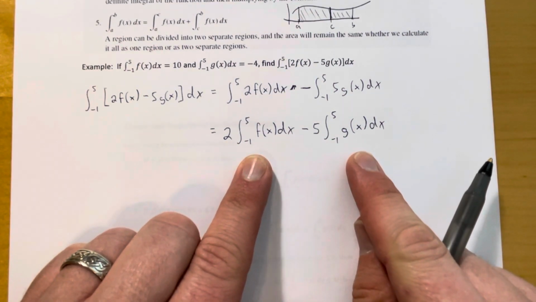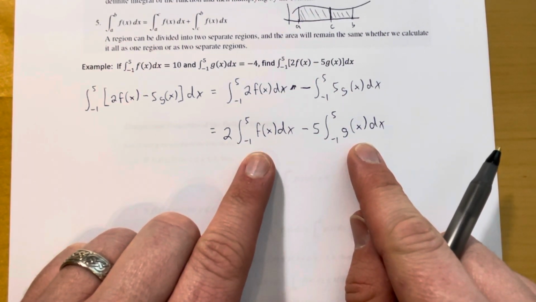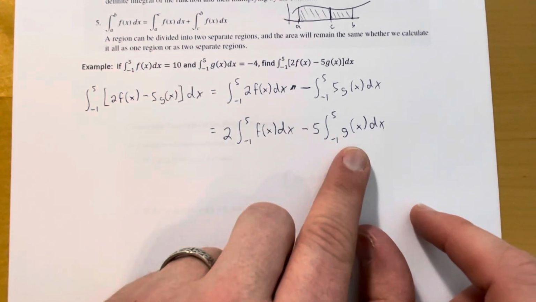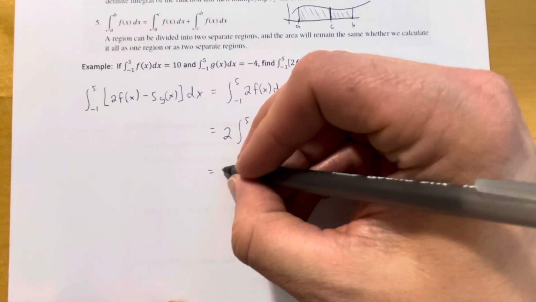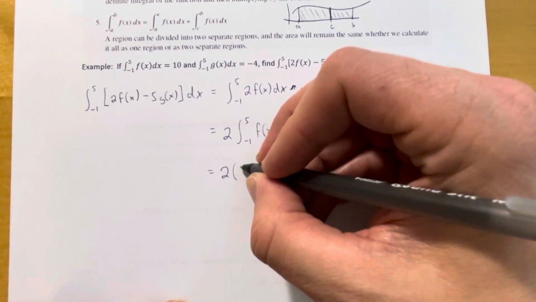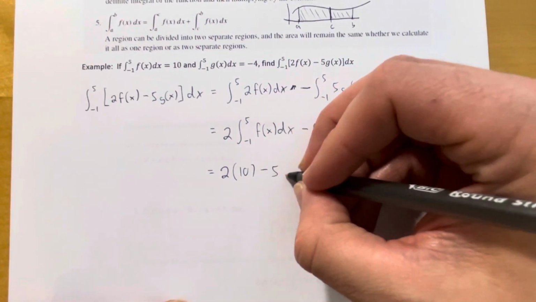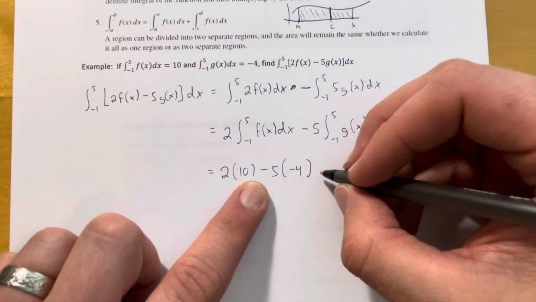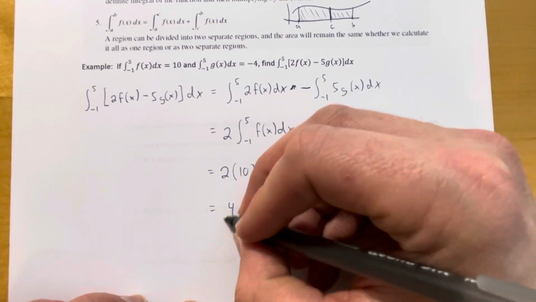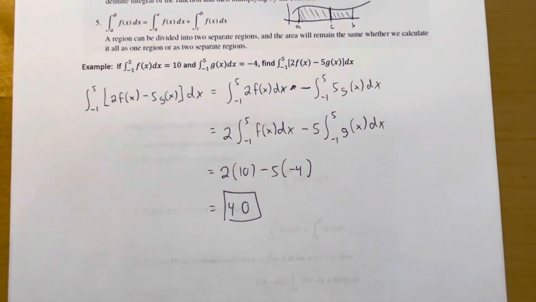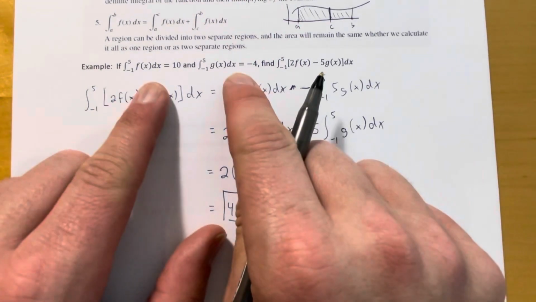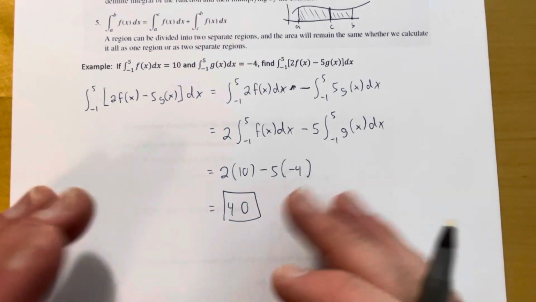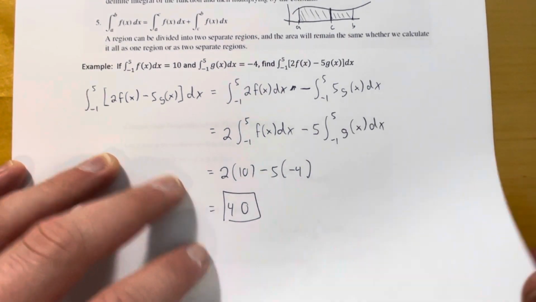Now, these integrals, I already know what each one of these integrals are equal to because that was given to me in the problem. This integral is equal to 10, and this one is equal to -4. So we put those values in. This becomes 2 times 10 minus 5 times -4. This is 20 minus -20, which is 40. Okay? So notice we evaluated that just by using the given information and using properties to break the integral down into manageable chunks.